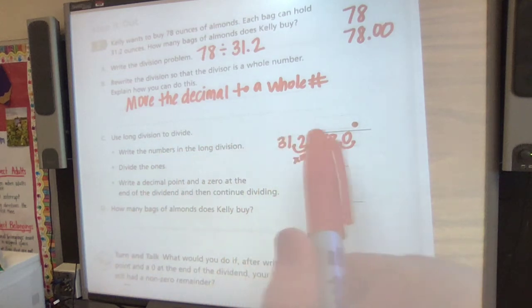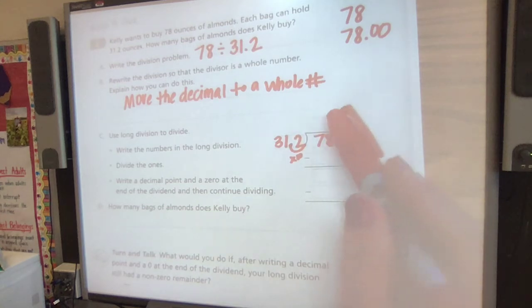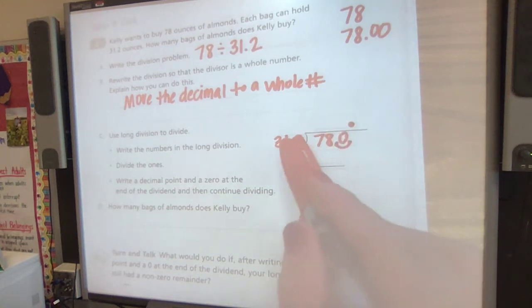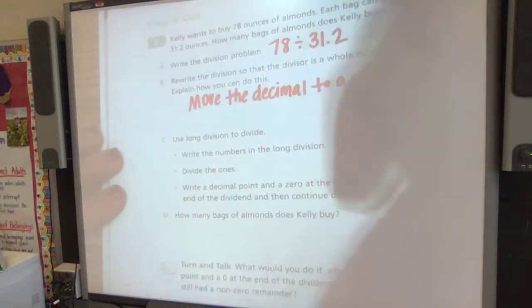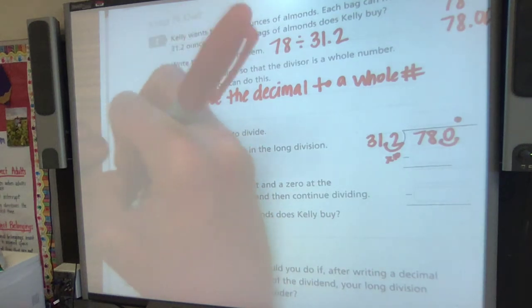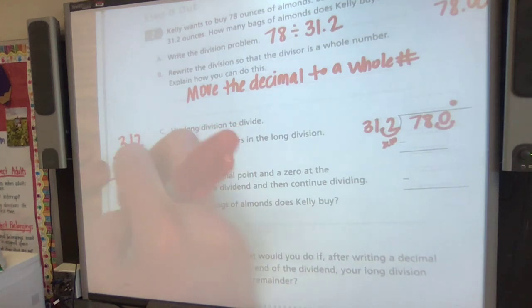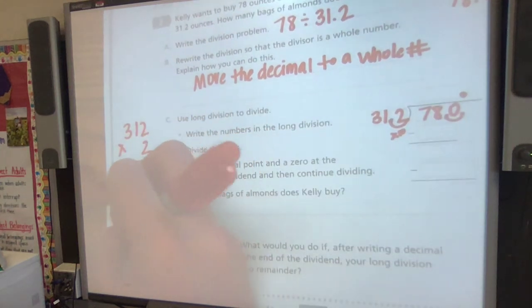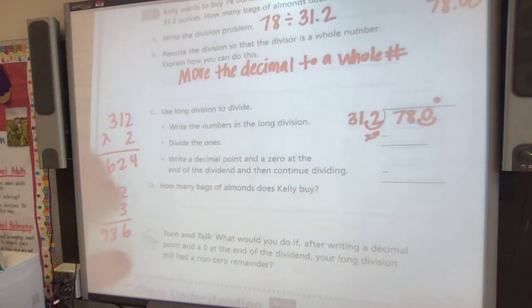Okay, so I know it can go into there at least once, and I'm thinking it can go twice because I know that 3 times 2 is 6, but I know 3 times 3 is 9, so 3 might be too many. So I'm going to come over here and do 312 times 2. And I get 624. Just for my curiosity, let's do 3. That's 936. That's a little too big, but that's okay. We know for sure.